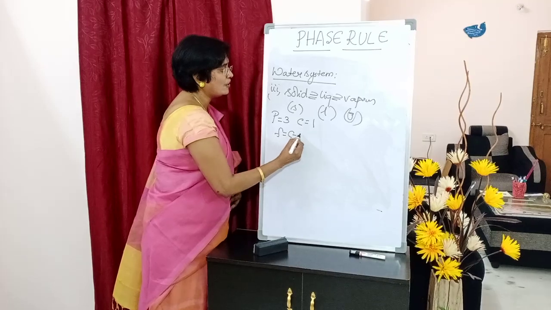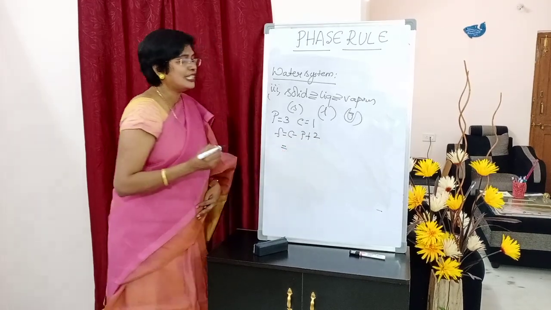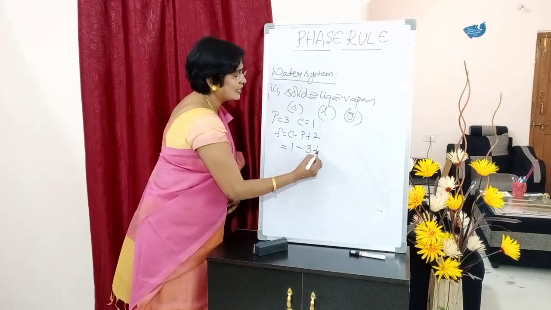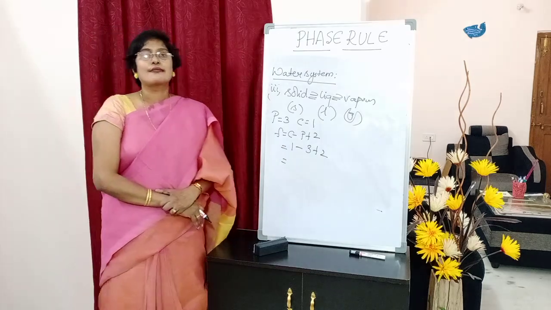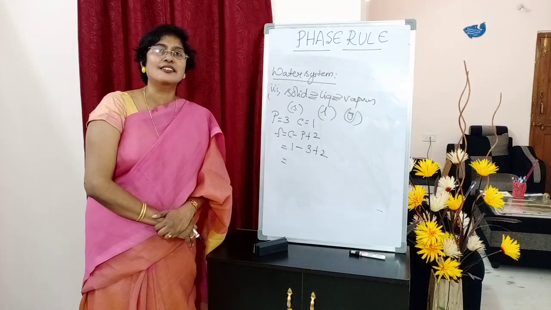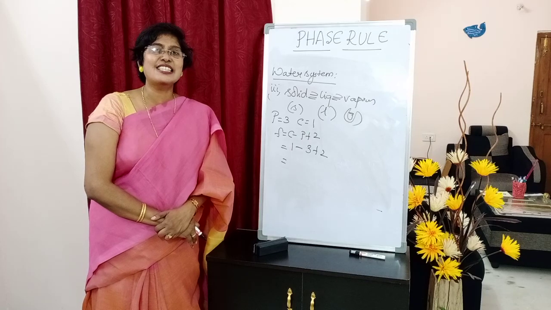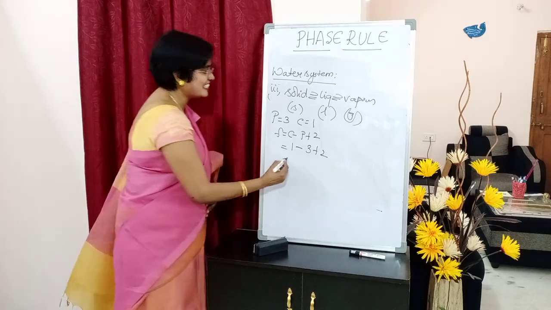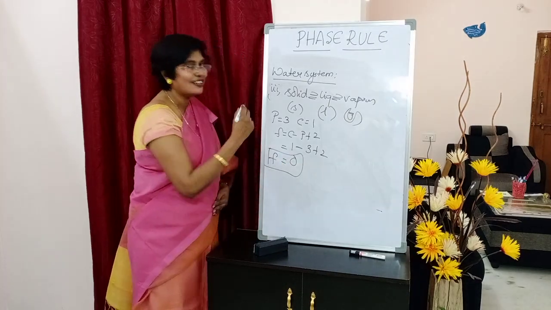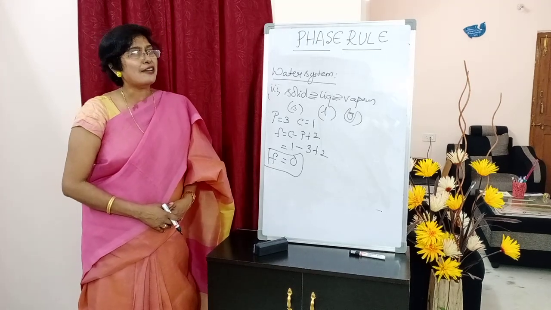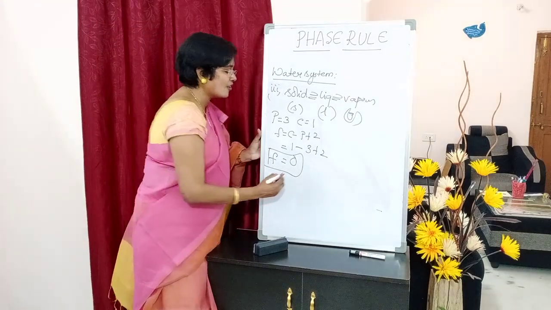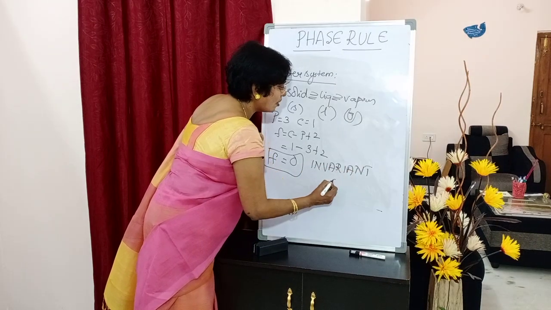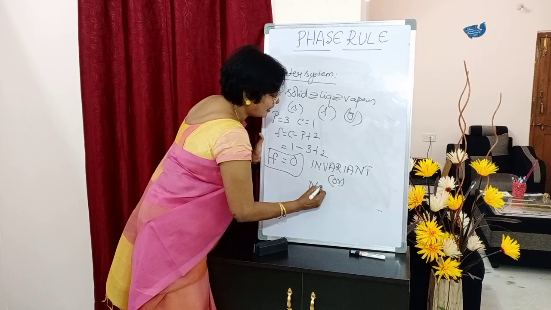So F is equal to C minus P plus 2. Substitute. C 1, P 3 plus 2. How much? I want your answer in the comment section. Yes, it is 0. F is equal to 0. Okay. So, for F is equal to 0, the system is called as invariant or non-variant.